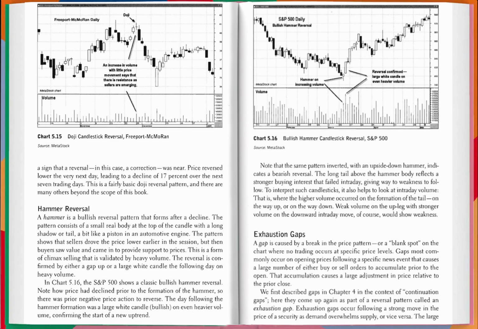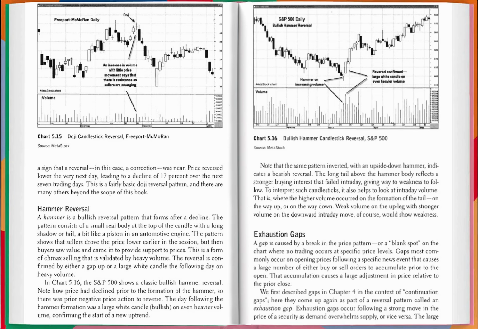This is a fairly basic doji reversal pattern, and there are many others beyond the scope of this book. Hammer reversal. A hammer is a bullish reversal pattern that forms after a decline. The pattern consists of a small real body at the top of the candle with a long shadow or tail, a bit like a piston in an automotive engine.